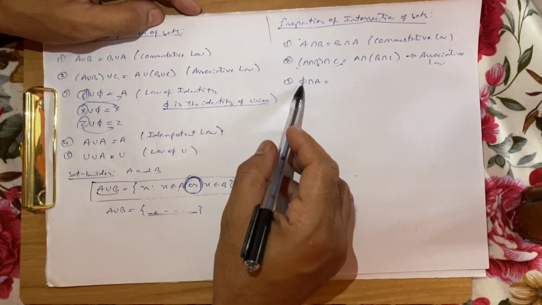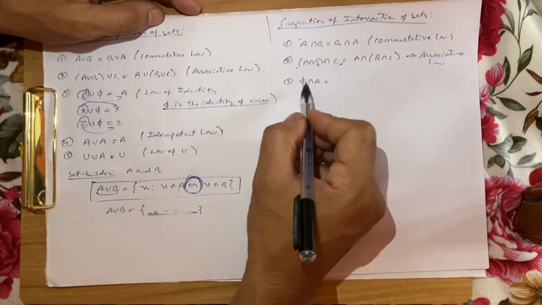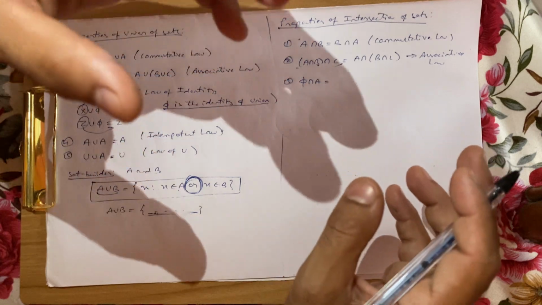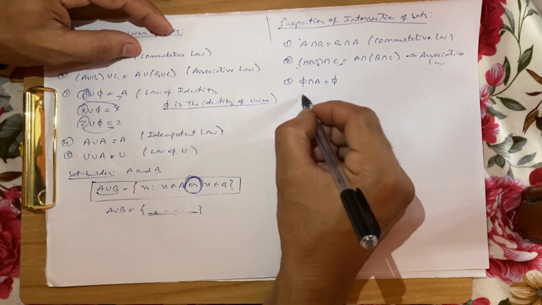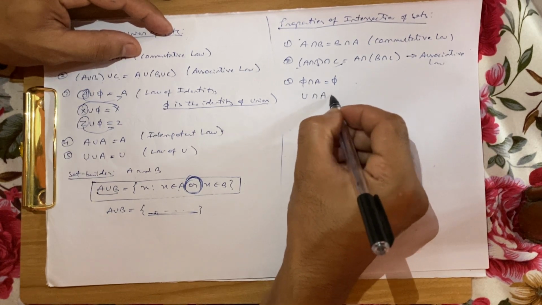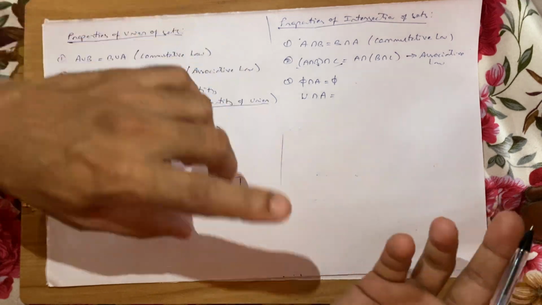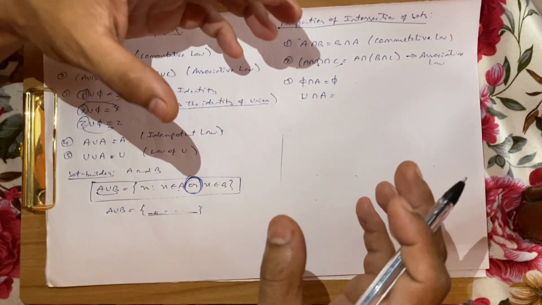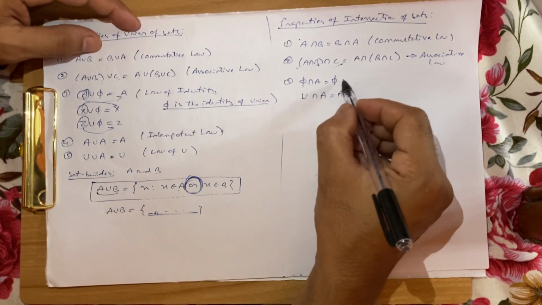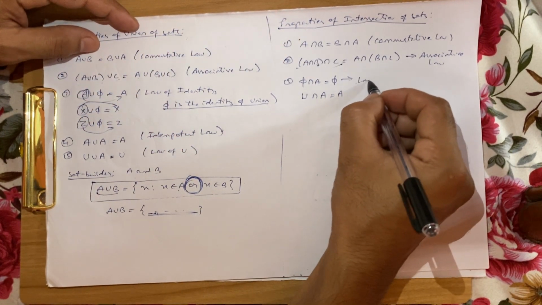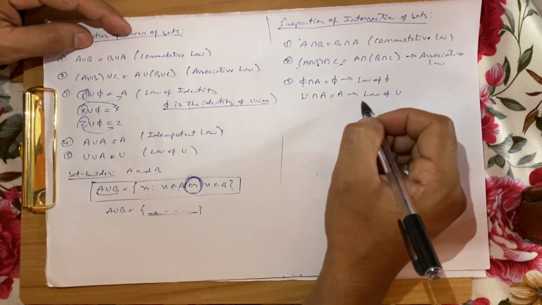The next one is phi intersection A. What is it? Now think about this. Phi is a set that has no elements, and A is a set that may have some elements. But is there any common element between an empty set and a set? No, right? So it will be phi once again. And then U intersection A. Think about this. Universal set and a set A. What will be the common elements? The elements that set A has. So this will be A. Okay, so this is the law of phi, and this is the law of U, or the universal set.